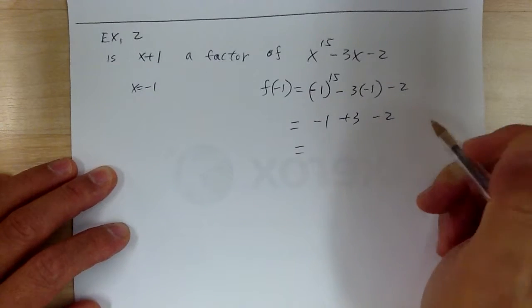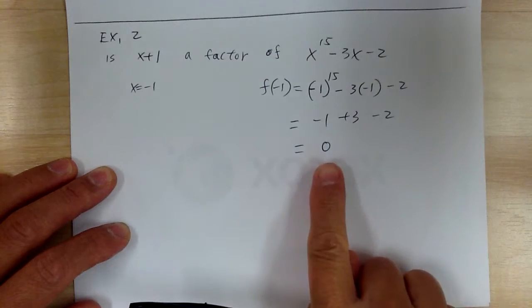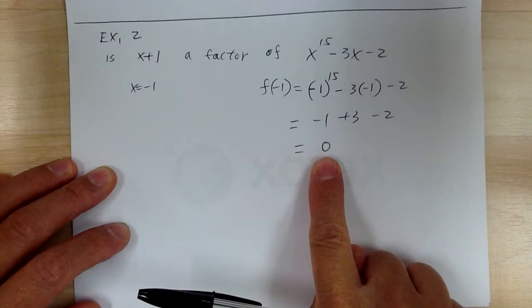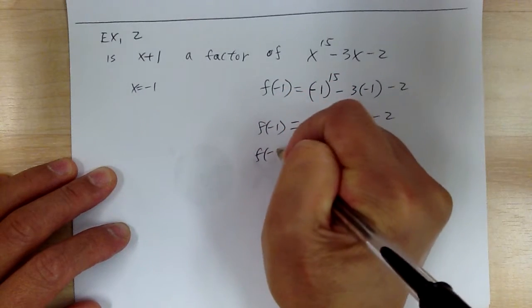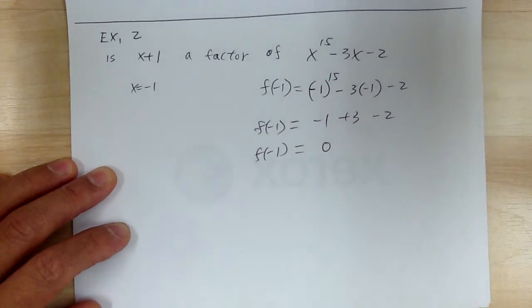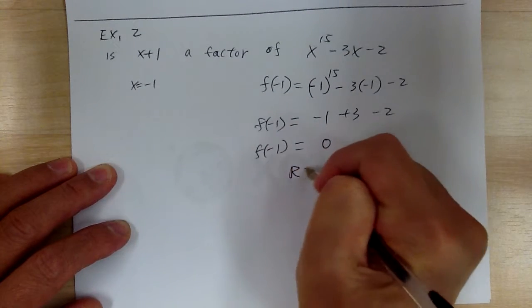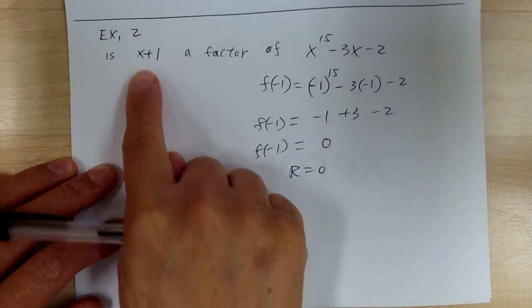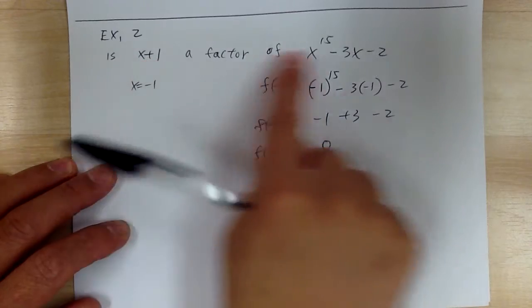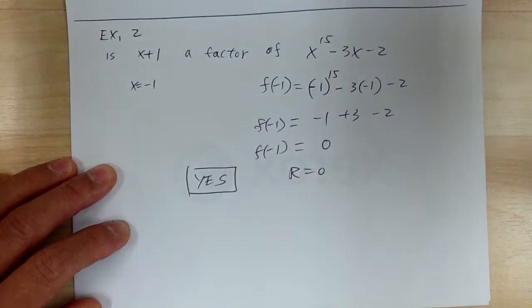So this will equal to 0. Right? So evaluation equal to 0. Now remember what we learned earlier, right? The evaluation and remainder are interchangeable. So if the evaluation is 0, that means the remainder will equal to 0. So if remainder equal to 0, that means it divides exactly. That means yes, this is a factor of that. Okay, so answer is yes.